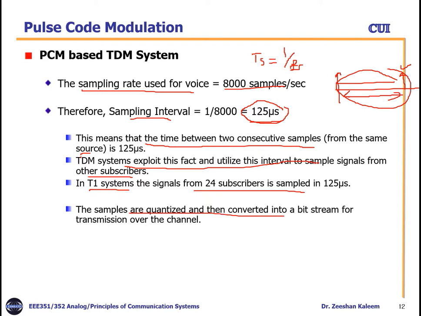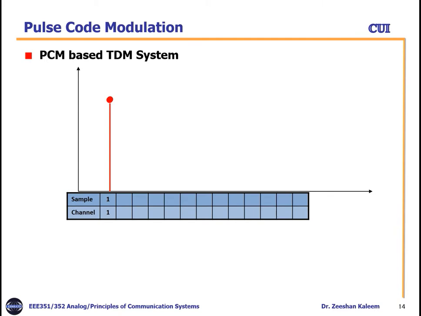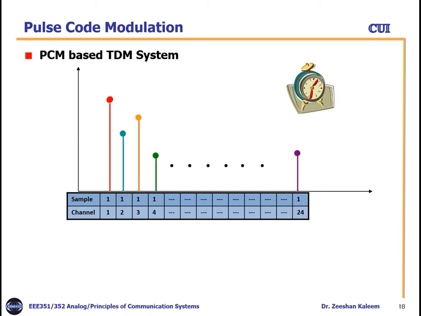The samples are quantized and then converted to a bit stream for transmission over the channel. This picture shows this is my first sample, and my second sample will arrive after 125 microseconds. So this is the free time where we can allow the transmission of the other subscribers. For example, this is sample 1 of channel 1, it means user 1, and sample 1 of user 2, in a different color. Similarly, user 3, sample 1. So it means that there are 24 subscribers transmitting within 125 microseconds.